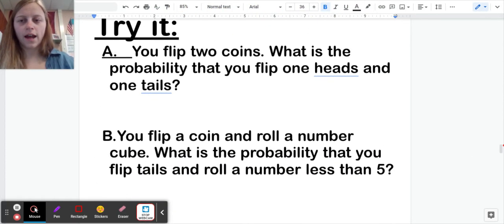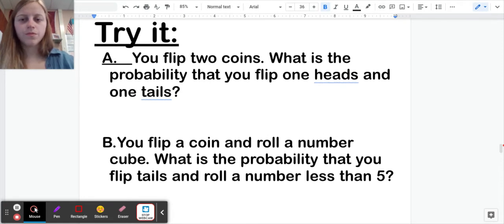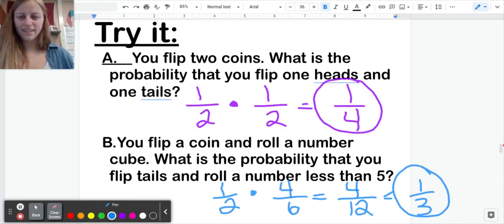Go ahead and you try it with these 2. We'll pause the video while you work. And here are your correct answers to the you try. So for this first one, the probability of flipping 1 heads and 1 tails, well, the 1 heads is a 1/2 chance, and the tails is a 1/2 chance. Multiply them together to get 1/4.